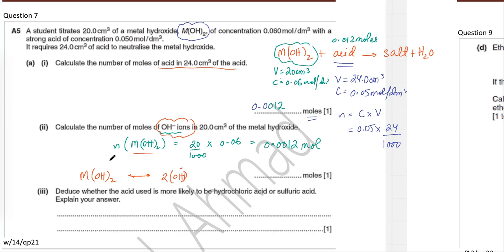But if I take one metal hydroxide and I open it, how many OH ions are inside it? There are two of them. Is this clear? Yes, sir. So what is the ratio? It's 1:2. That means I know the moles of metal hydroxide, that's how much, 0.0012 moles, right?